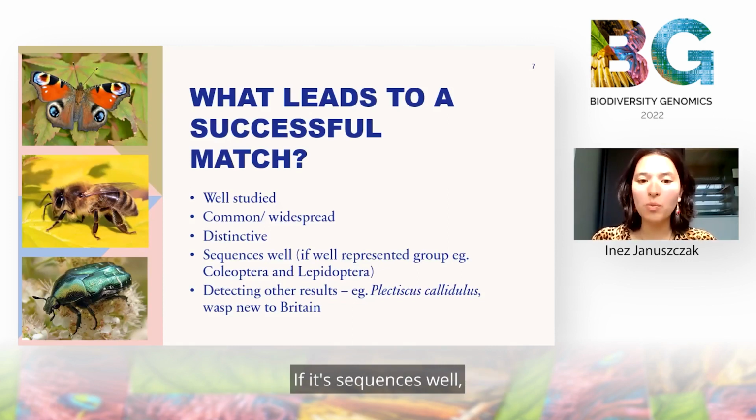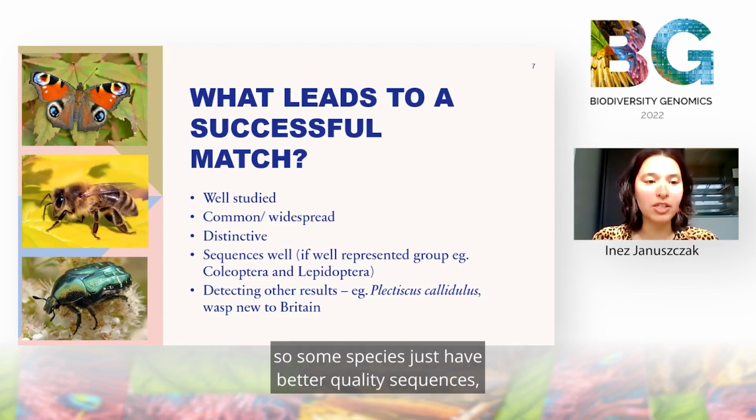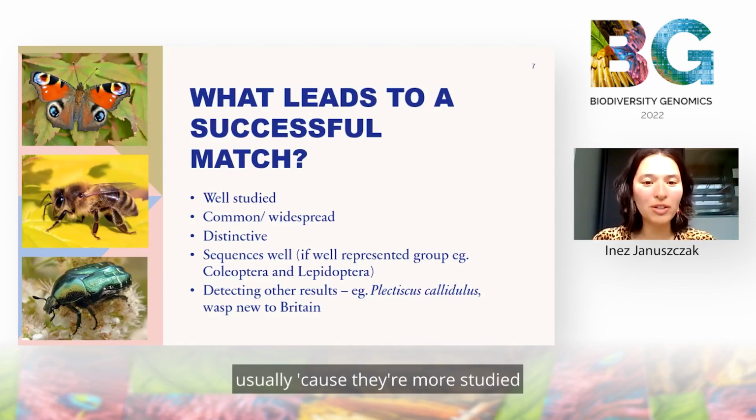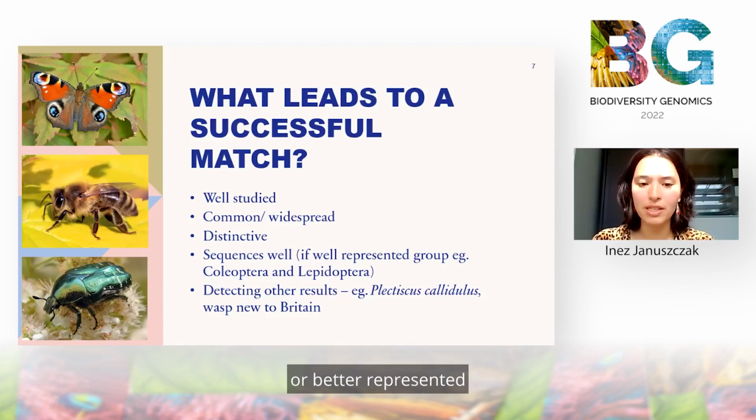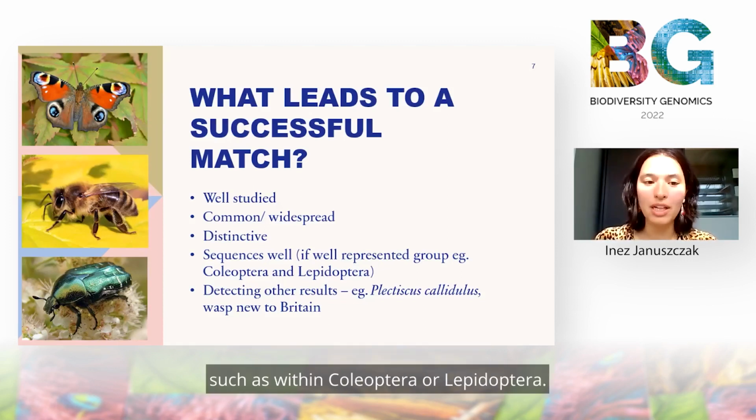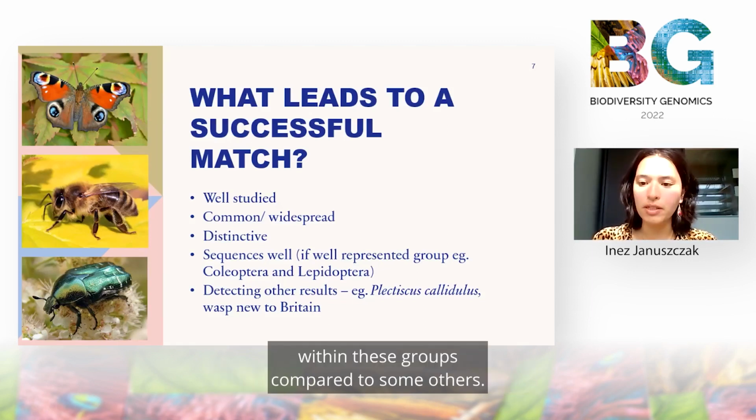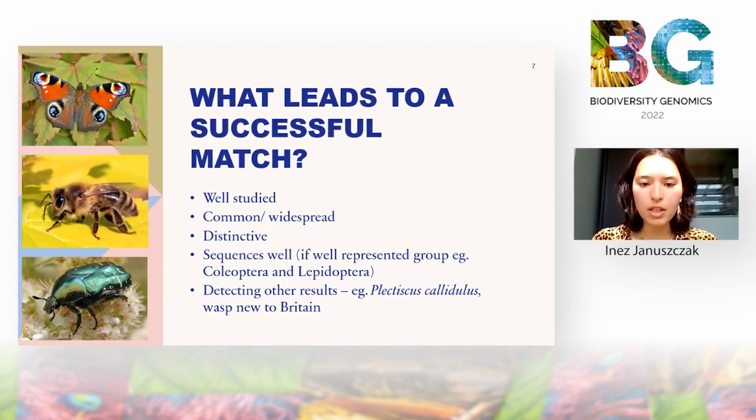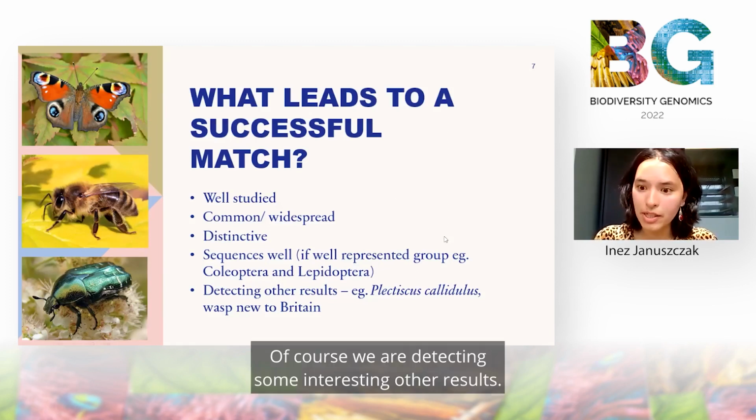If it sequences well, so some species just have better quality sequences, usually because they're more studied or better represented, such as within Coleoptera or Lepidoptera. So you're more likely to have matches within these groups compared to some others. Of course, we are detecting some interesting other results.